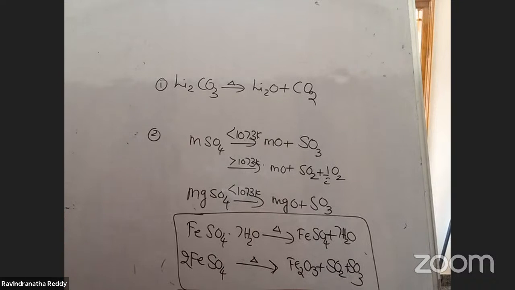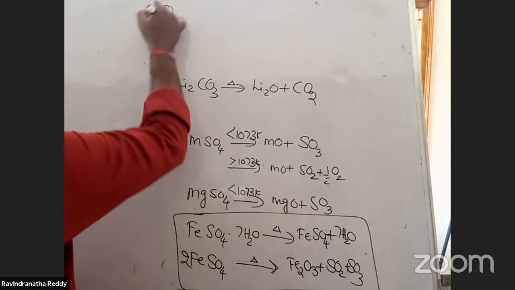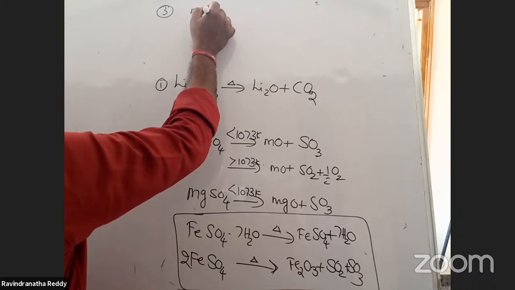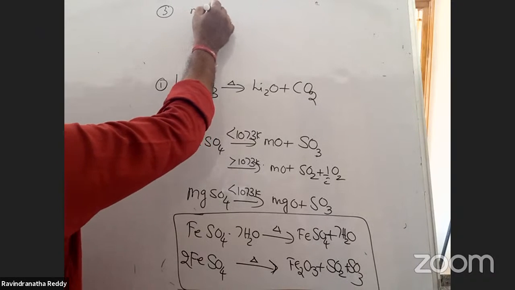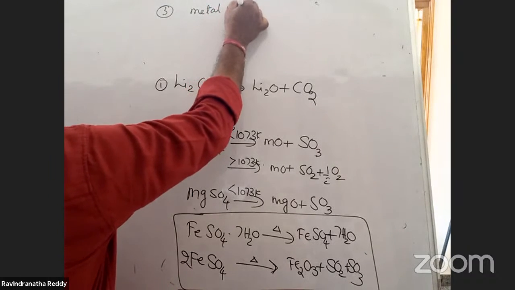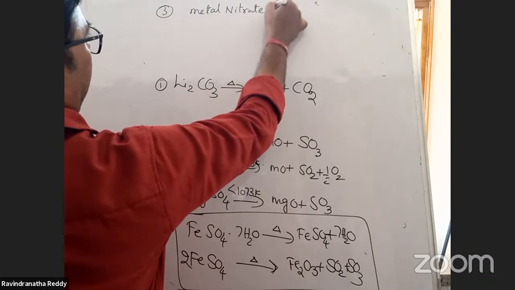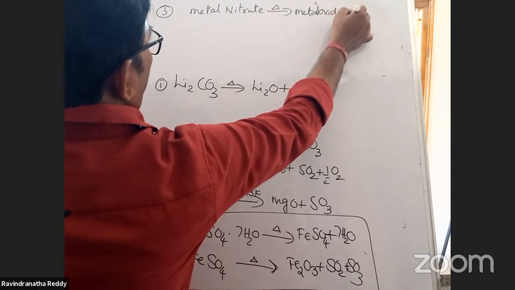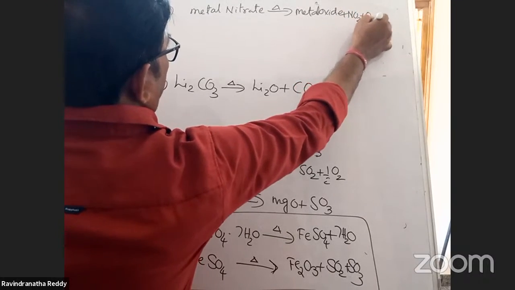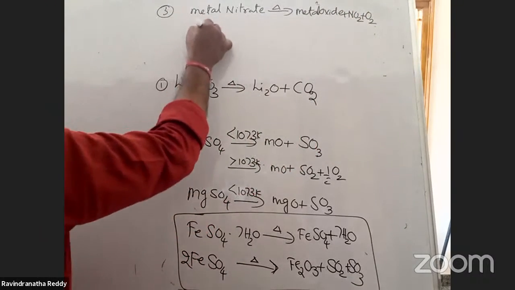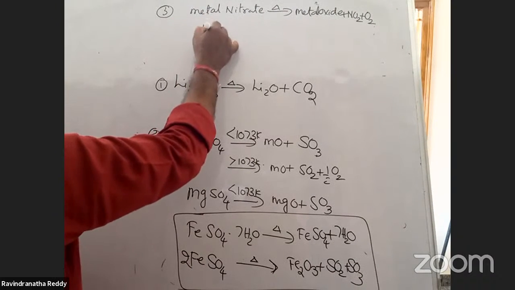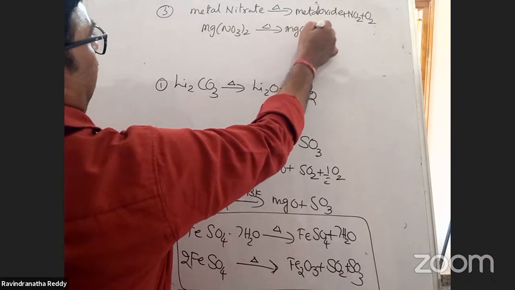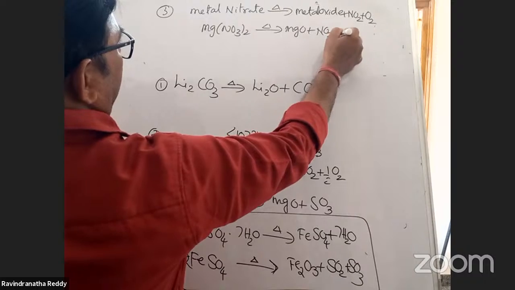Similarly, take nitrates also. Nitrate compounds means metal nitrates. Generally, on heating metal nitrates, what do you get? Metal oxide, NO2 and oxygen. For example, take magnesium nitrate. Magnesium nitrate on heating gives magnesium oxide, NO2, O2.